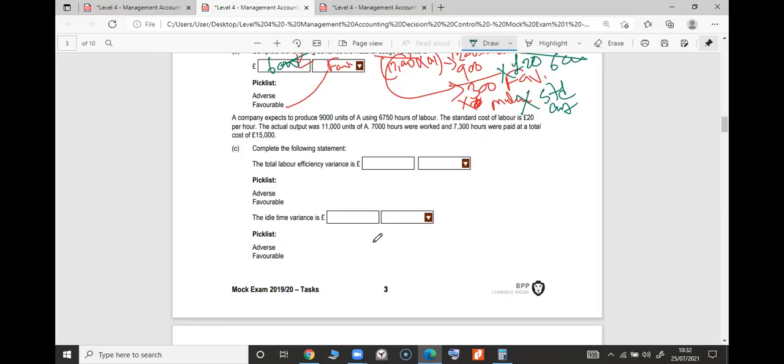A company expects to produce 9,000 units using 6,750 hours. Again, read it easily, very simply. Read it twice, no problem with that. Recommended to read it twice. The standard cost of labor is 20 per hour, given. Very good. The actual output was 11,000 units and 7,000 hours worked. 7,300 hours were paid.